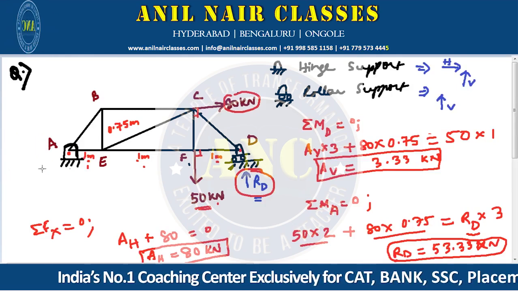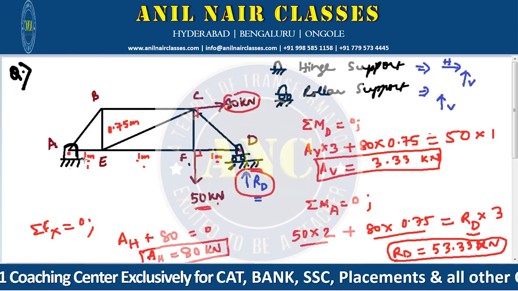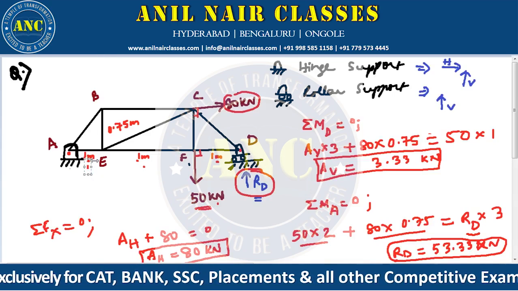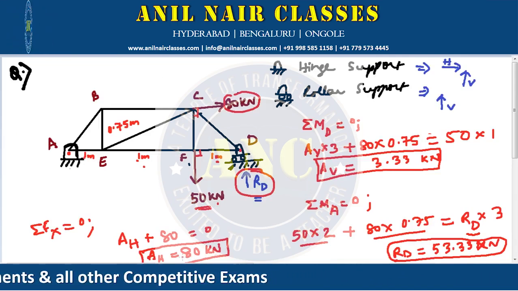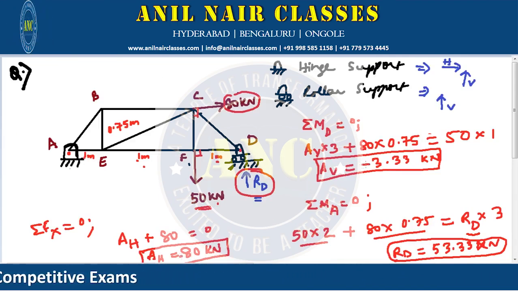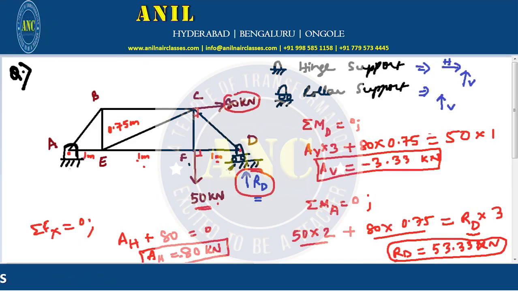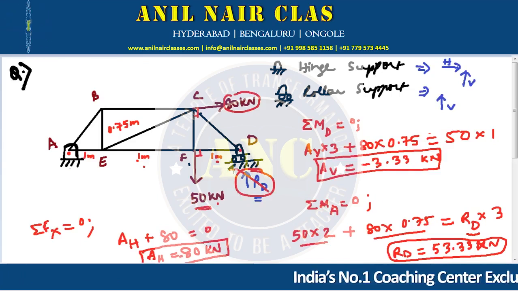So it was in negative, correct? We have got the values in negative, right? That is, this one we got is minus 80 minus this. So when you solve this, you will get in minus. So what does it mean? I'll just tell you.